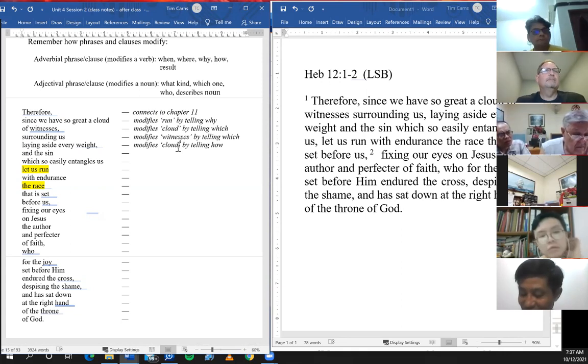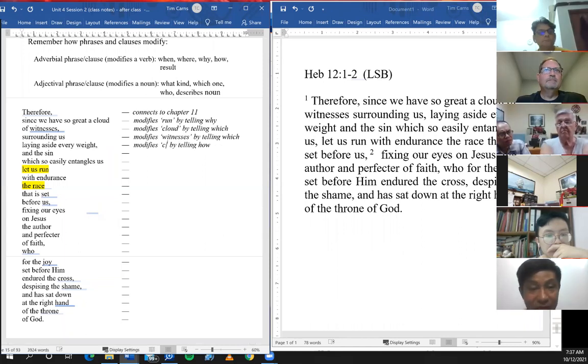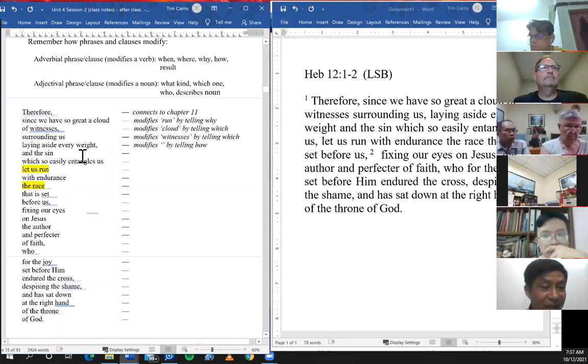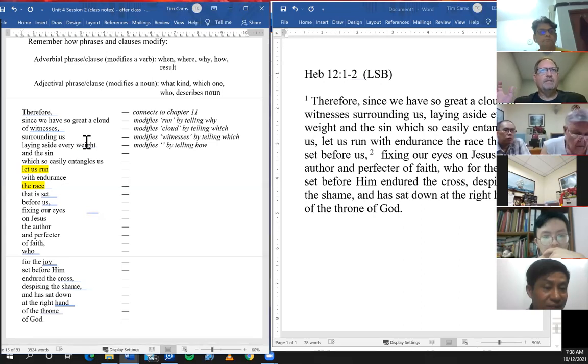So in my exercise book, I wrote cloud, but I realized that it was wrong. It is wrong. And laying aside, I think it modifies the sin. Okay, it says laying aside every weight. Oh, sorry, there shouldn't be a comma there. Laying aside every weight and the sin. So sin goes with weight, right? It's two things. Yes. You're laying aside every weight, you're laying aside the sin.